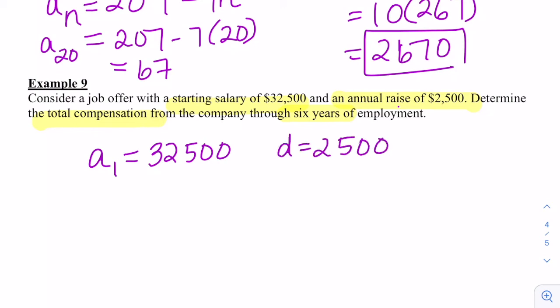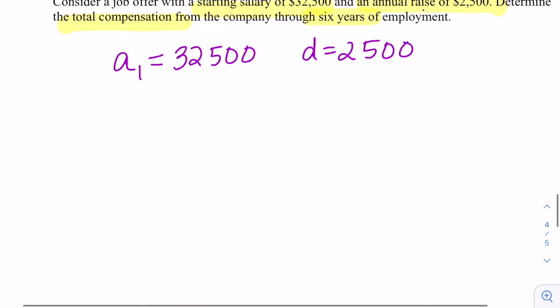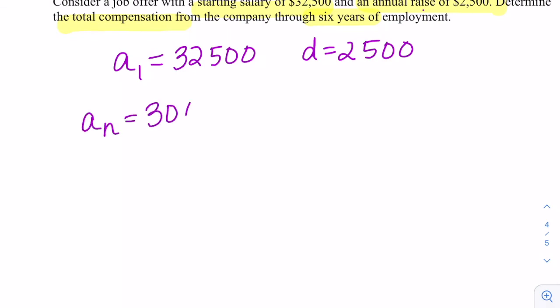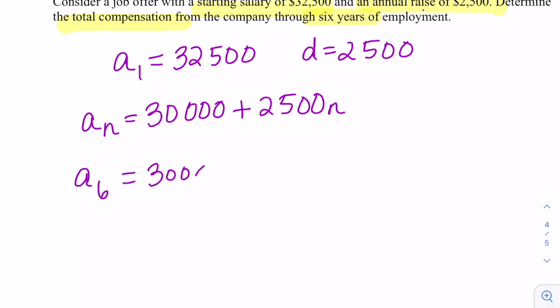And think of a line, right? This is linear. We know that that starting salary, or that a sub 0, would be 30,000. So we could write this as 30,000 plus 2,500n. And so if we want to figure out how much we'll earn after 6 years, all we have to do is plug in 6 for n, and that's going to be 45,000.